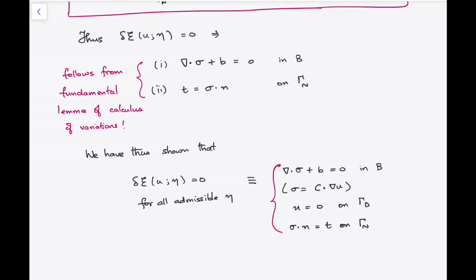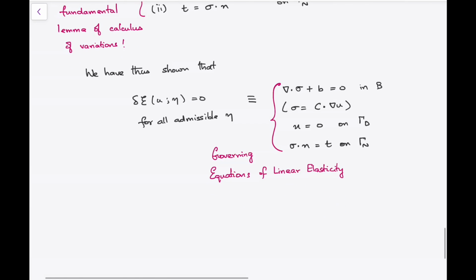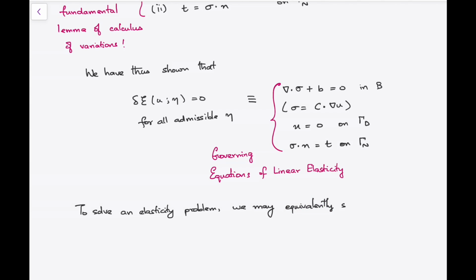elasticity. We thus see that to solve the governing equations of elasticity, you can equivalently minimize the potential energy E defined here. Okay, so this will be a very important result, and it's called the variational formulation of elasticity, and it simply tells us that we can solve a variational problem to understand the elastic behavior of solids. I'll stop this video here.